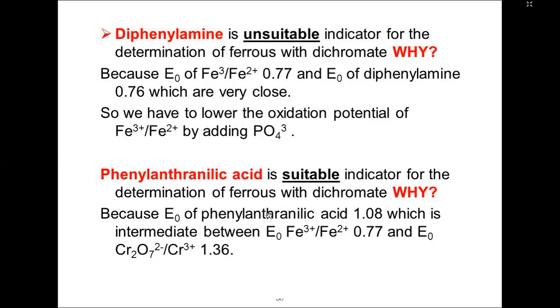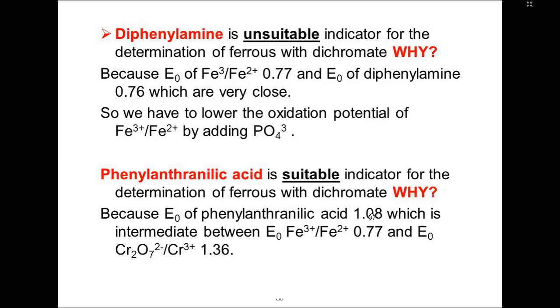Why? Because the E naught value for that indicator is 1.08, which is in between 0.77 and 1.36. That is good, because 1.08 is greater than 0.77 and lower than 1.36. That means it is in between. It is in between, but is the difference in value higher than 0.15? We need to check that, okay? What are those two numbers we need to compare?